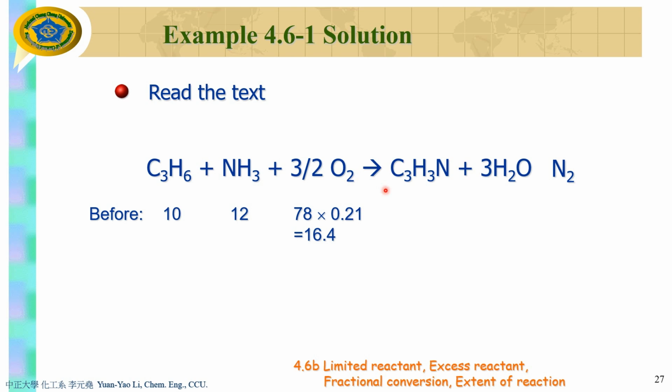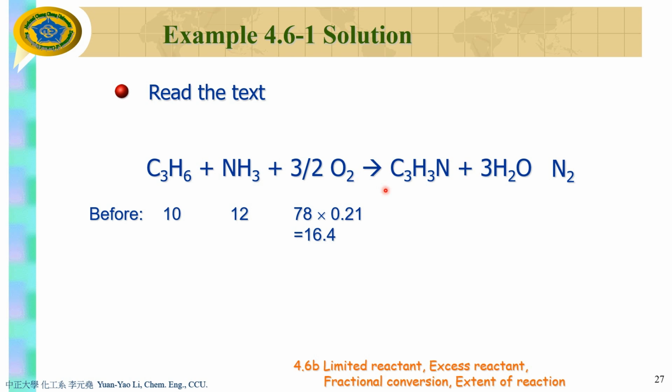And then in the second paragraph, line 2, a fractional conversion of 30% of the limiting reactant is achieved. So you know this is kind of specification, which tells you that you need to find out which one is the limiting reactant among C3H6, NH3 or O2. Which one will be the limiting reactant? And for this limiting reactant, the fractional conversion is 30%. Okay, and then let's go to next.